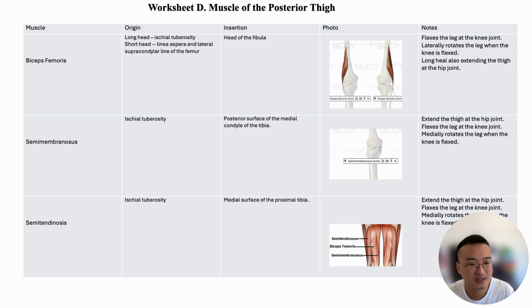And the last muscle is semitendinosus. The origin of it is ischial tuberosity, and the insertion of it is medial surface of the proximal tibia, which extends the thigh at the hip joint and flexes the leg at the knee joint, and it also helps medially rotate the leg when the knee is flexed.